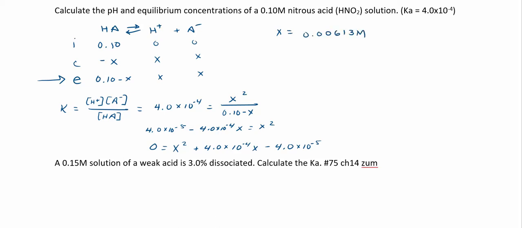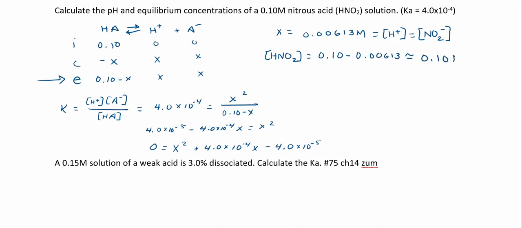Now, when I put it in the solver, I get an x value of 0.00613 molar. But what does that x mean? Well, that x is the concentration of my hydrogen ion, but it is also the concentration of my conjugate base, which in this case is the nitrite ion. So the concentration of my weak acid, my HNO2, is going to be equal to my initial value, 0.10, minus this value of x, 0.00613. And that is approximately equal to 0.10 molar. So it is entirely likely that we could have simplified that one.